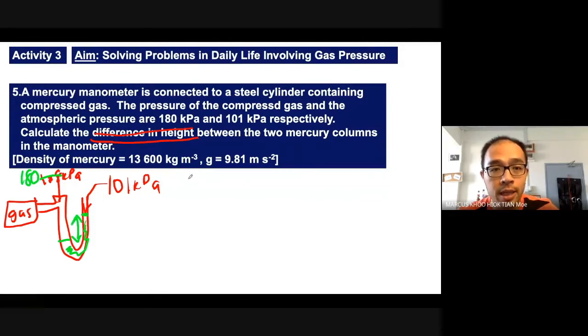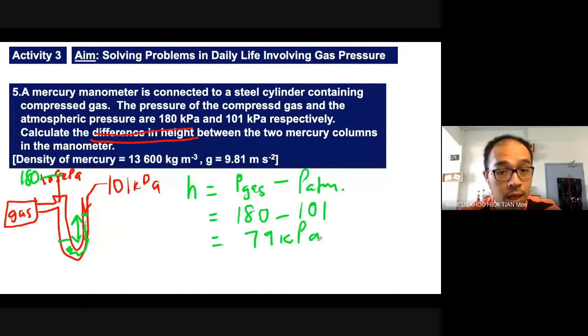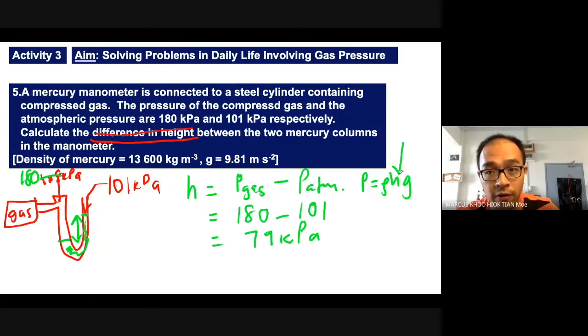So let's talk about this. The difference in pressure is the gas pressure minus the atmospheric pressure. But since you are given both in kilopascals, you will have to subtract in kilopascal first. 180 minus 101 will give you 79 kilopascals. After you get 79 kilopascals, then you calculate the value of h. P equals rho hg. Calculate this value of h in centimeter mercury. Use 79 kilopascals, substitute it in P over here, then you get the value of h. Can you try this first?